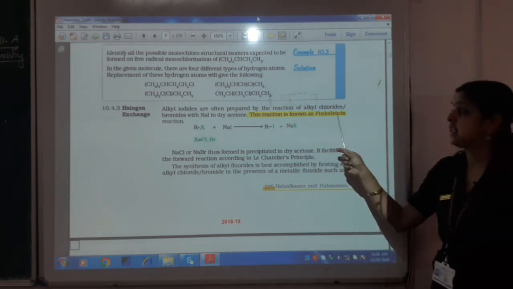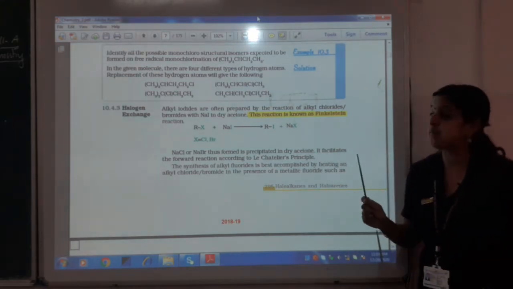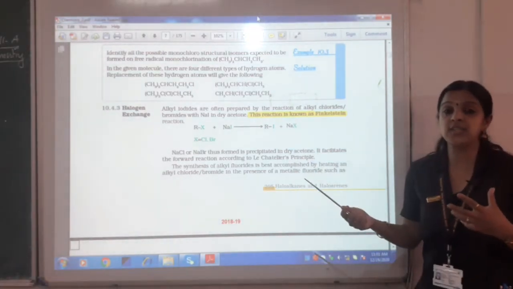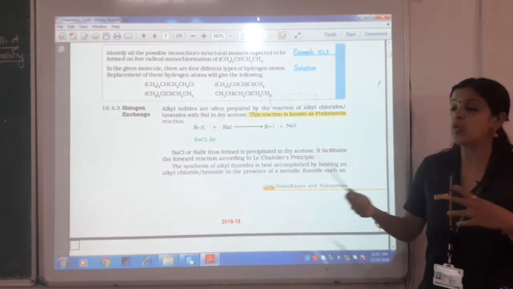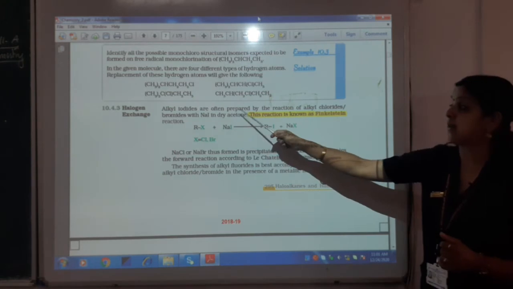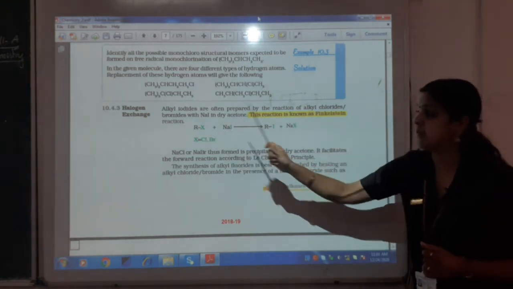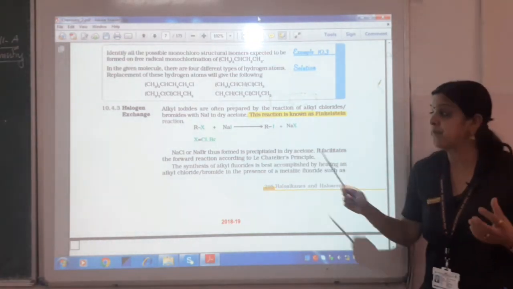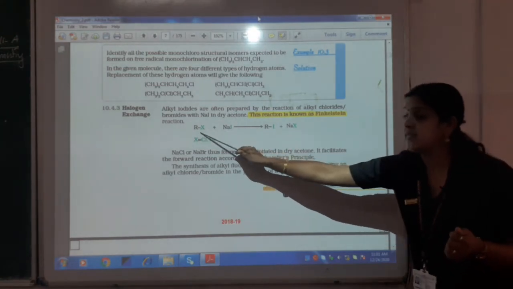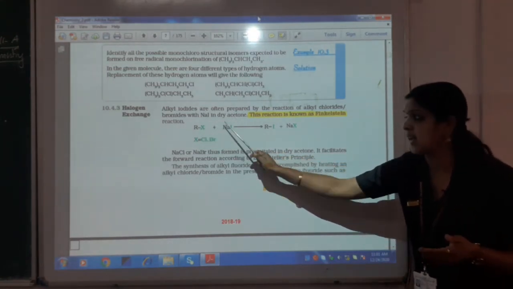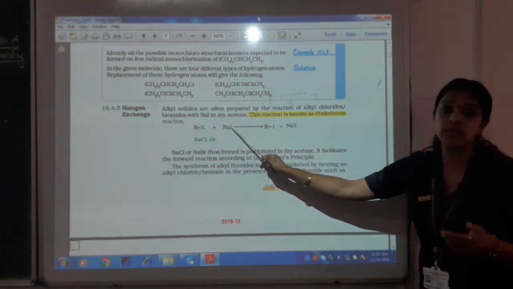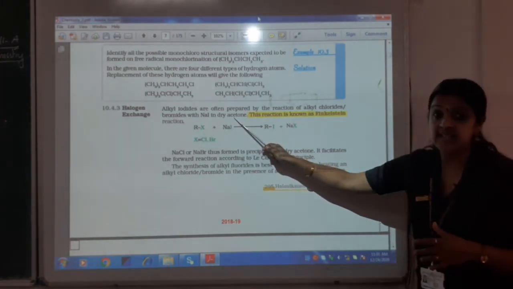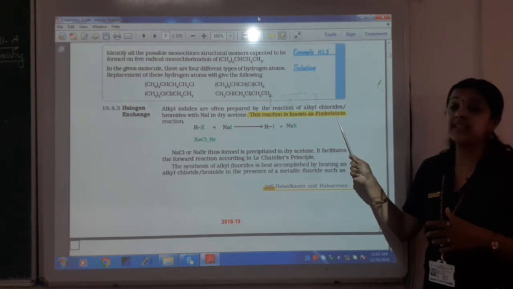See, when I mark these as important, these are name reactions which definitely come in exam. The next method is halogen exchange. What do you mean by halogen exchange? The halogen gets exchanged between two compounds. Alkyl iodides are prepared by reaction of alkyl chlorides and bromides with NaI in dry acetone. In dry acetone as a medium, we use sodium iodide to react with RX, where X can be Cl, this can be Br. So one halogen comes here, the other halogen goes to sodium. So you get RI plus NaX. So when I use sodium iodide in dry acetone, I name that reaction as Finkelstein reaction.